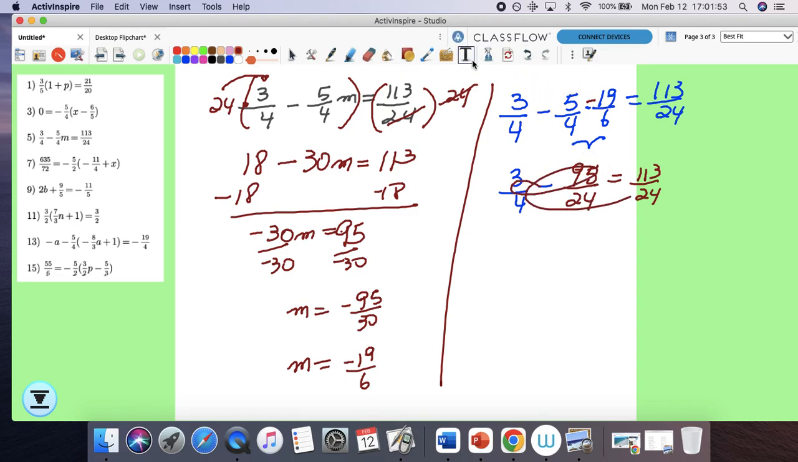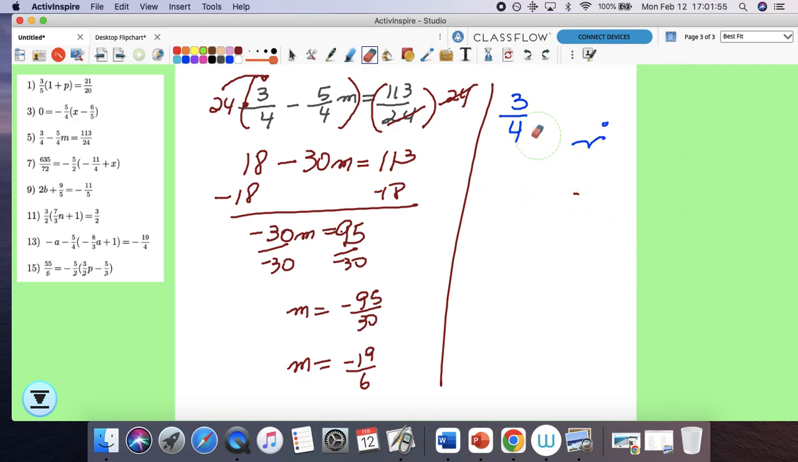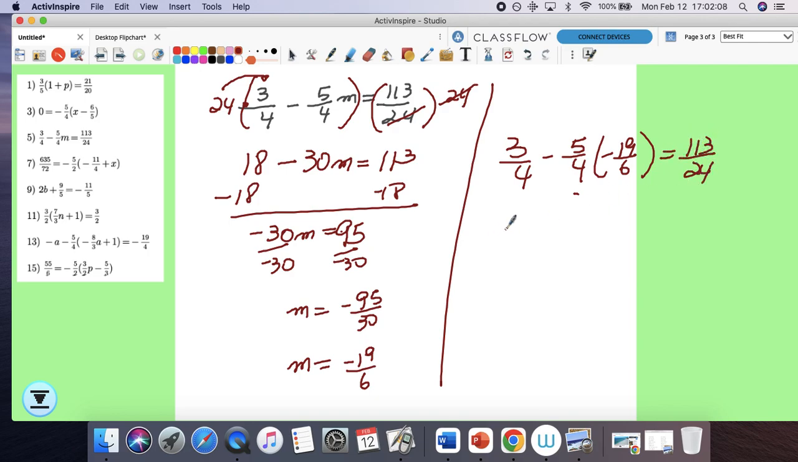So I'm going to start to check again. In my check, it's 3/4 minus 5/4 of m, which I'll put in parentheses because it's negative, and that should equal 113 over 24. Okay, that looks a little better. 3/4, now negative and negative is a positive. 5 times 9 is 45, and then 4 times 6 is 24. 113 over 24. Right. So on the right side, there's nothing to do.